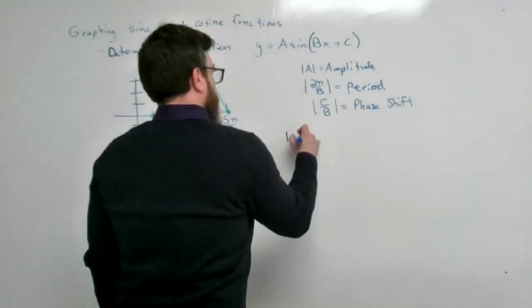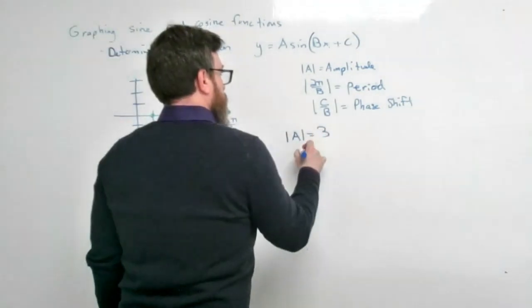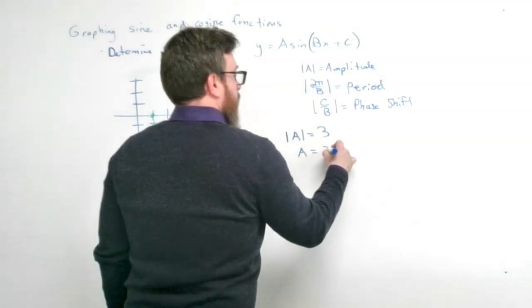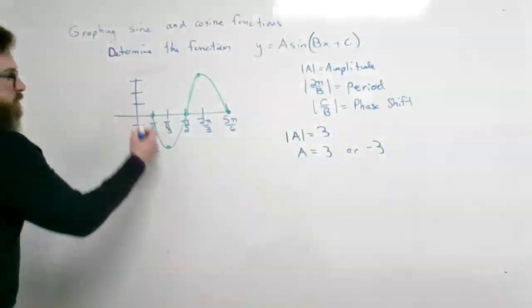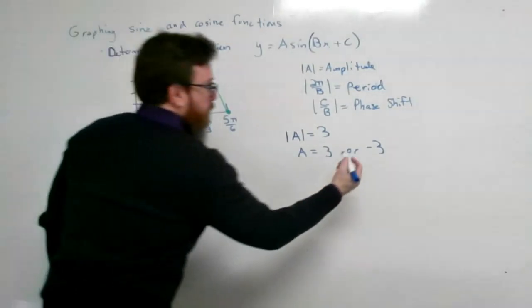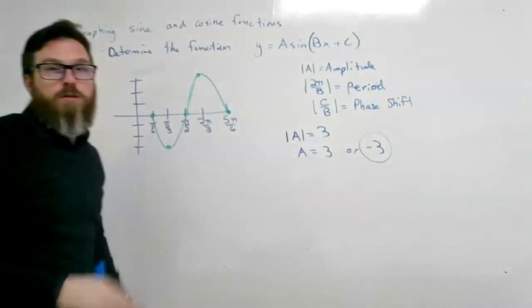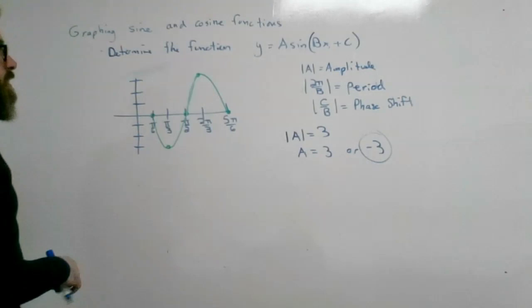So the absolute value of a is going to be equal to 3, which means a is going to be equal to either 3 or negative 3. Now, since this graph goes down first and up second, really we're talking that a is going to be negative 3, to flip over that horizontal axis.